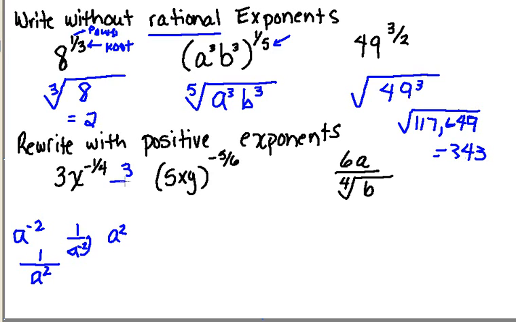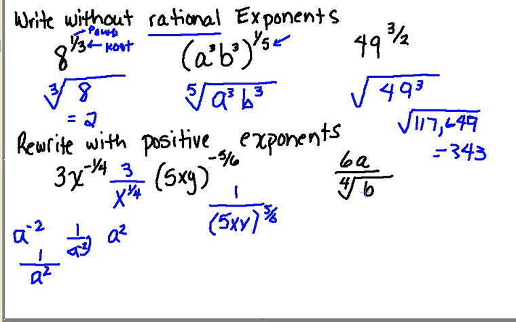So the way I'm going to make that exponent positive is by simply moving it into the denominator, and it becomes x to the +1/4. In the second example, I have 5xy raised to the -5/6 power. The way I'm going to make that exponent positive is simply by moving the entire thing into the denominator. Notice that the only thing that's changing is the sign on my exponent. So I still have 5xy raised to the 5/6 power, but now it's a positive 5/6.